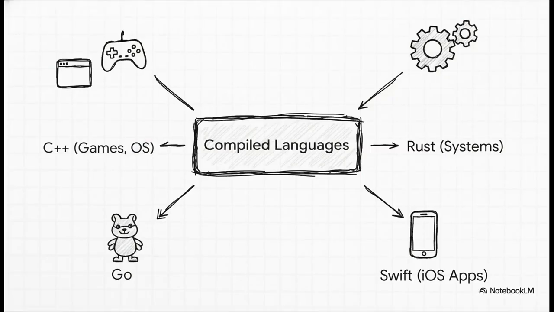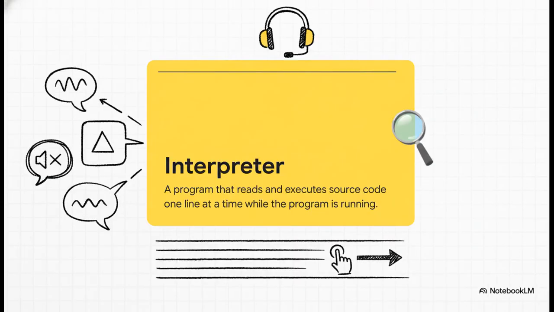You'll find compiled languages behind the scenes of the most demanding software out there. We're talking about high-octane video game engines, the core of your operating system, basically anything where speed is the absolute top priority.